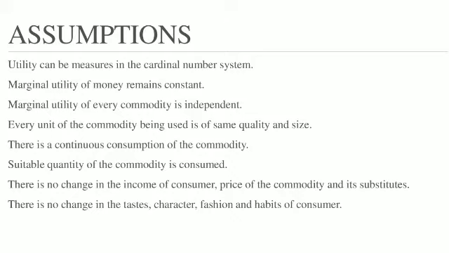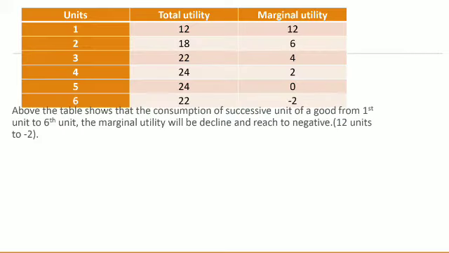Based on this assumption, the theory can be explained with the help of a table. Here in the table, the units are the number of glasses a person is consuming: 1, 2, 3, 4, 5, 6. The number of units is 6 glasses consumed. For the first glass, he would get 12 units of satisfaction, and for the second, 18.